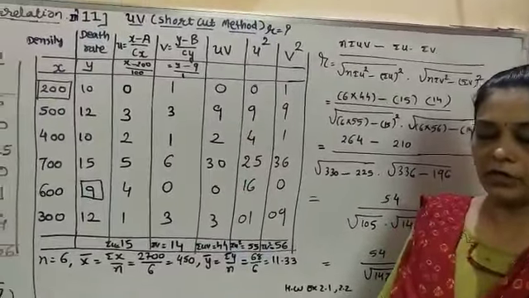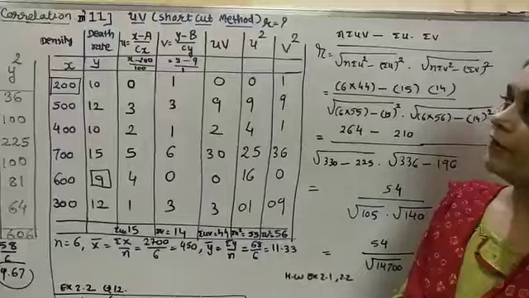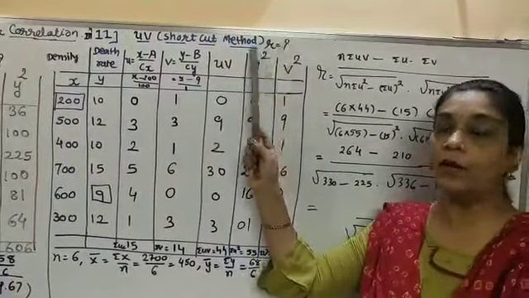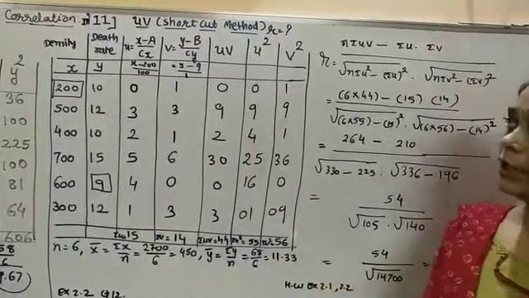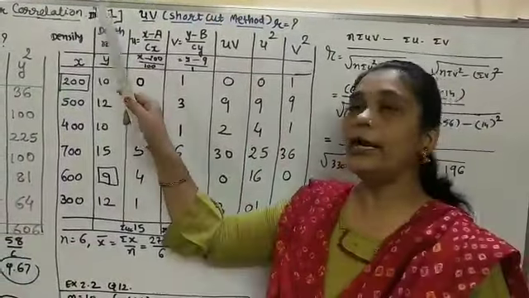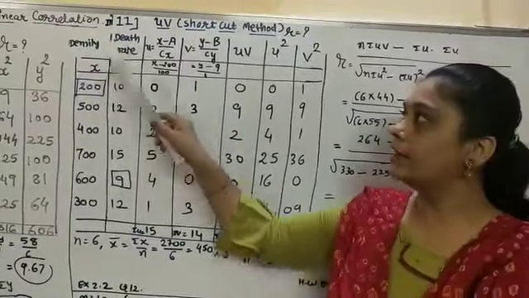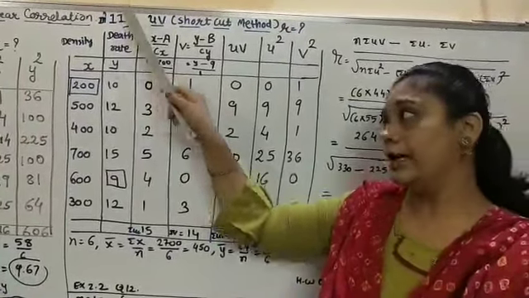Which method we are going to see? UV method, which is also known as shortcut method. Shortcut method. So here I have selected for you a very nice sum which requires all the working. I can teach in one sum only, and that is illustration 11.